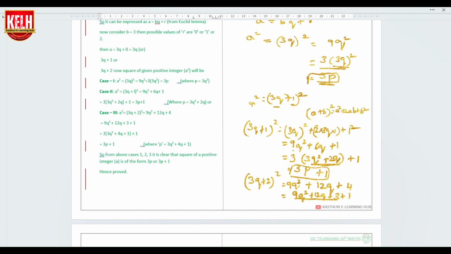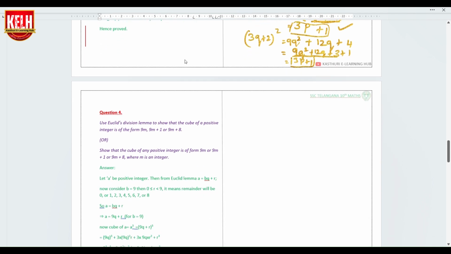Okay, so this is also in the form of 3p plus 1. What is your p here? P is nothing but 3q square plus 4q plus 1. So it is either in the form of 3p, or in the form of 3p plus 1. So 3p or 3p plus 1. So this is proved. Okay, we go on to the next question.